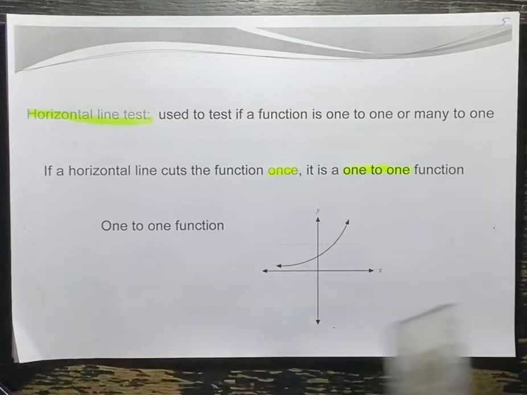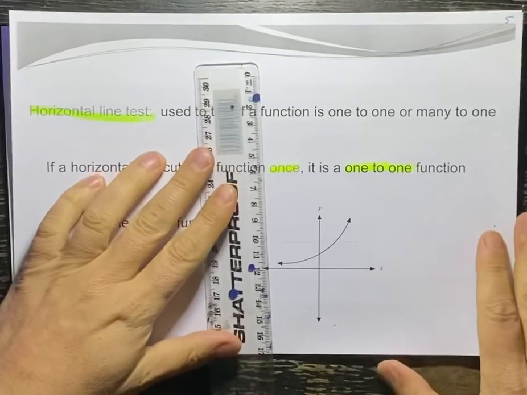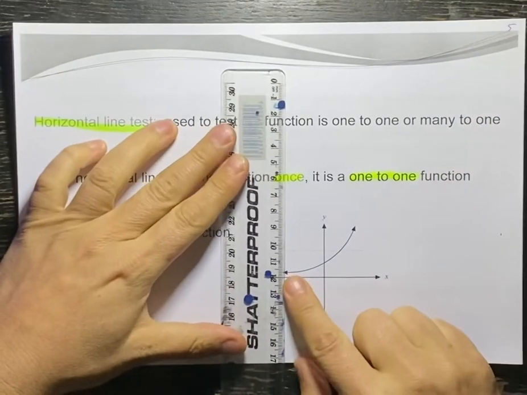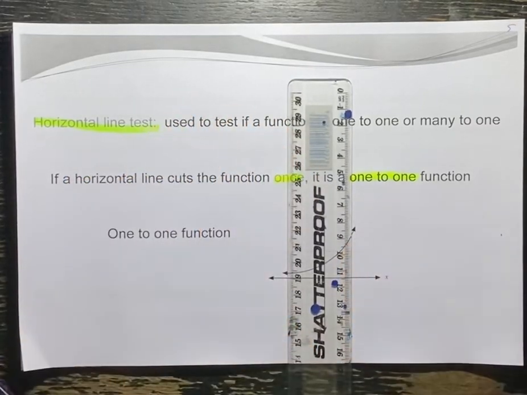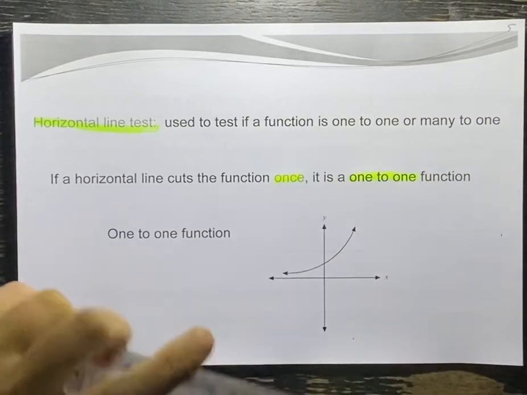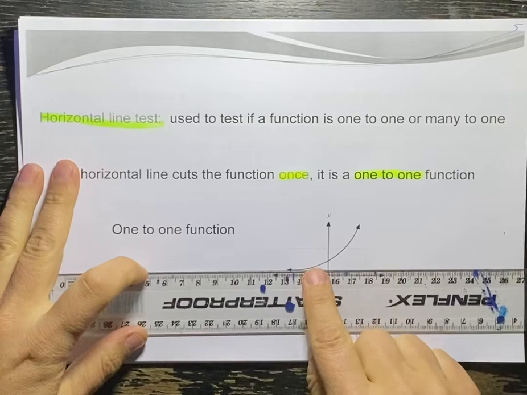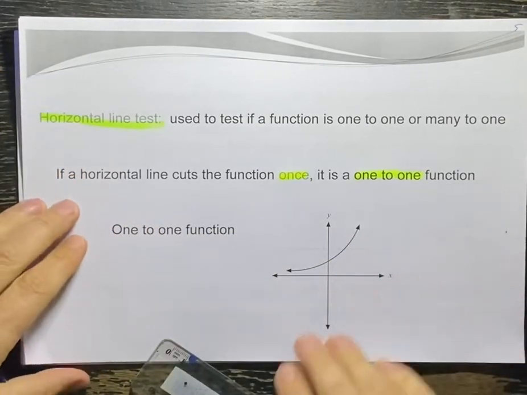First of all, I'm going to test if this is a function. So we use the vertical line. Okay, and as you can see, it's cutting my graph only once. So this is a function. But now I want to see, is it a one-to-one or is it a many-to-one? Take the horizontal now, and you can see that it is only cutting the graph at 1 point. So this is a one-to-one.